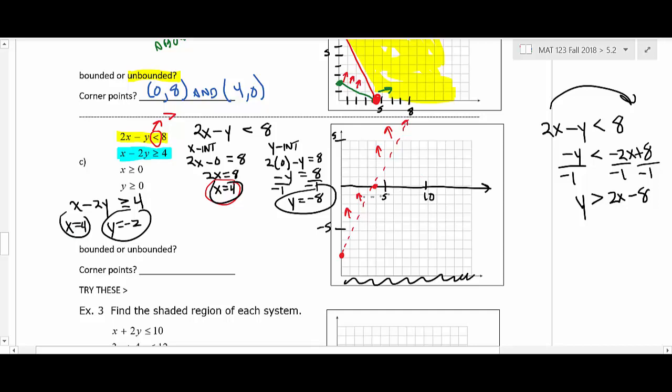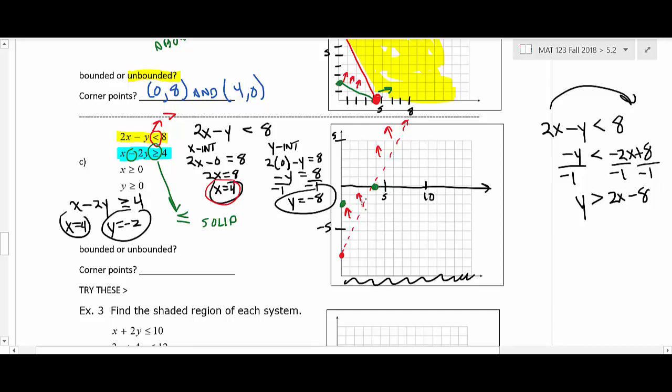So we're just going to go to 4 again, which is here. And then we'll go to -2, which is down here. And then this one is going to be two things. The sign is going to change to less than, and it's going to be solid. Okay, why is it going to change? Because there's a -y.